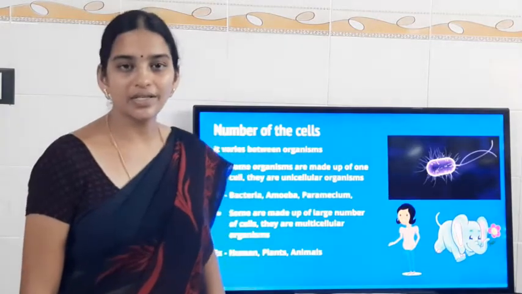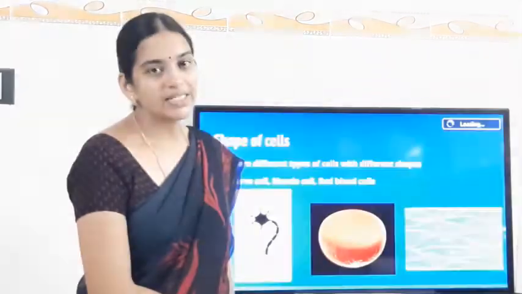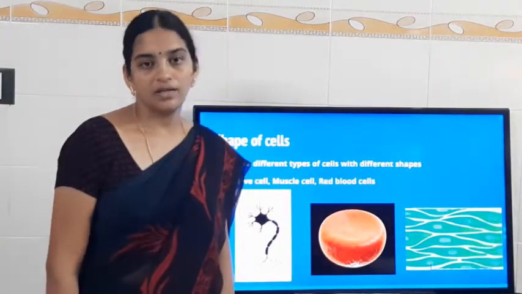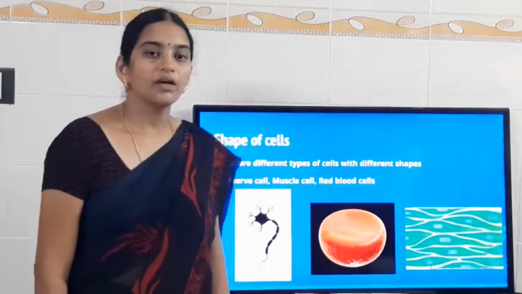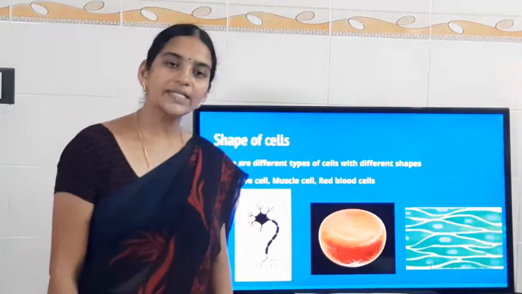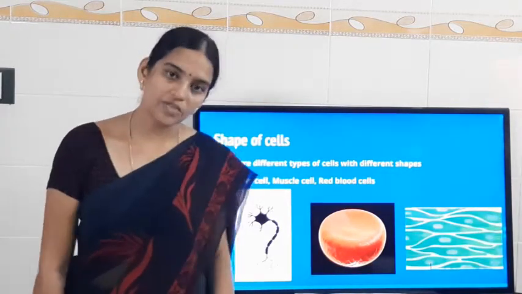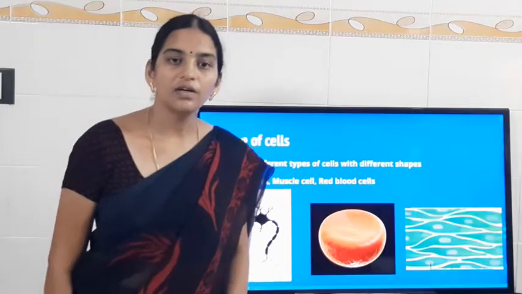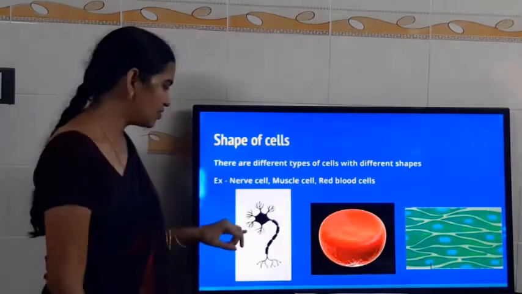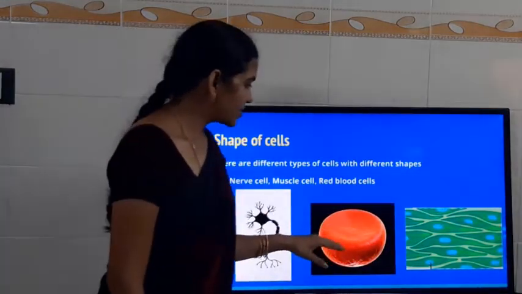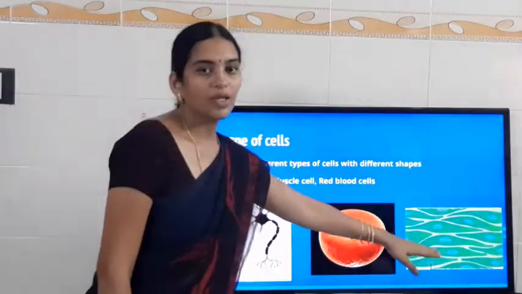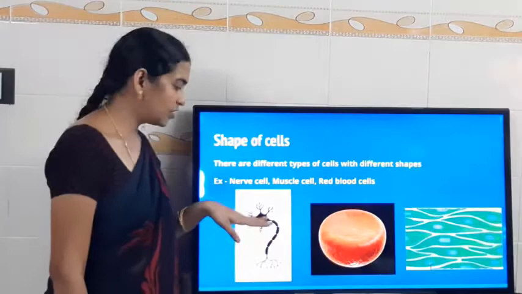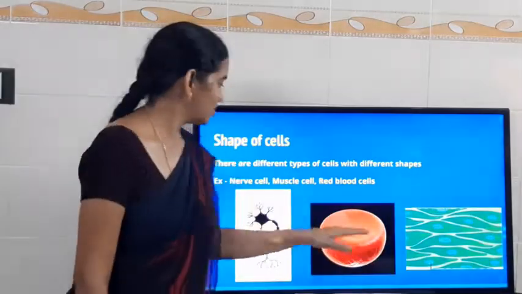The next one is shape of the cell. Shape of the cells also varies in organisms. For example, in multicellular organisms, many types of cells are present. All these cells are different in their shapes. If we consider this nerve cell, red blood cell and muscle cell, even though all these are called cells, they are different in their shapes.